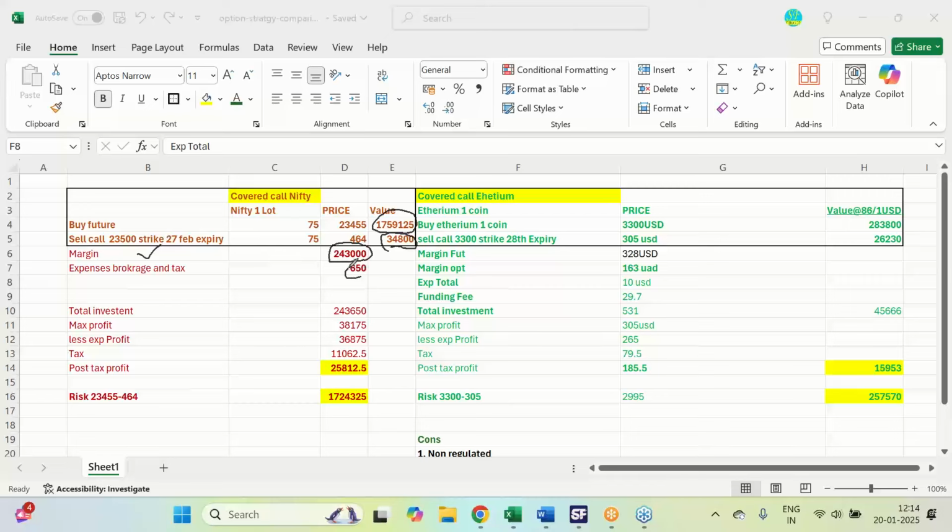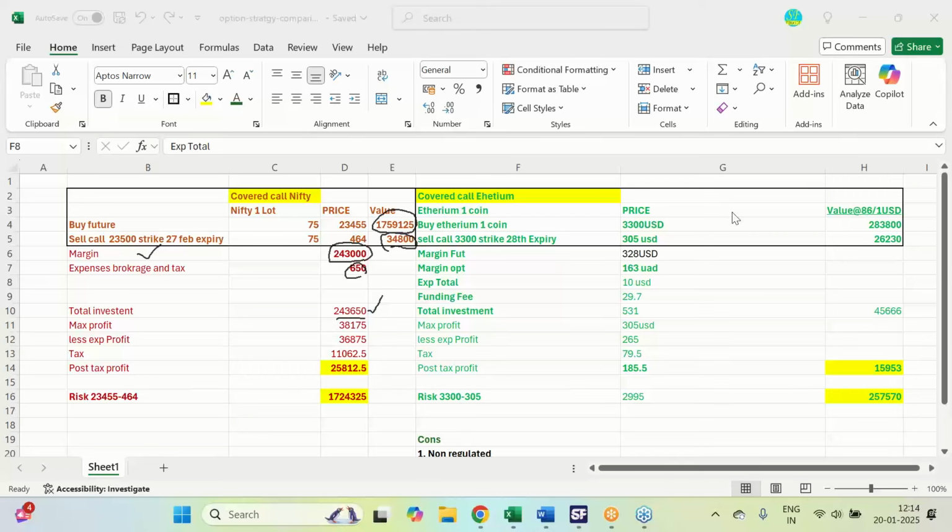Brokerage and taxes for only these two trades are near 650 rupees. For you it may be different, depending upon your broker. So the total initial investment is 2,43,650.